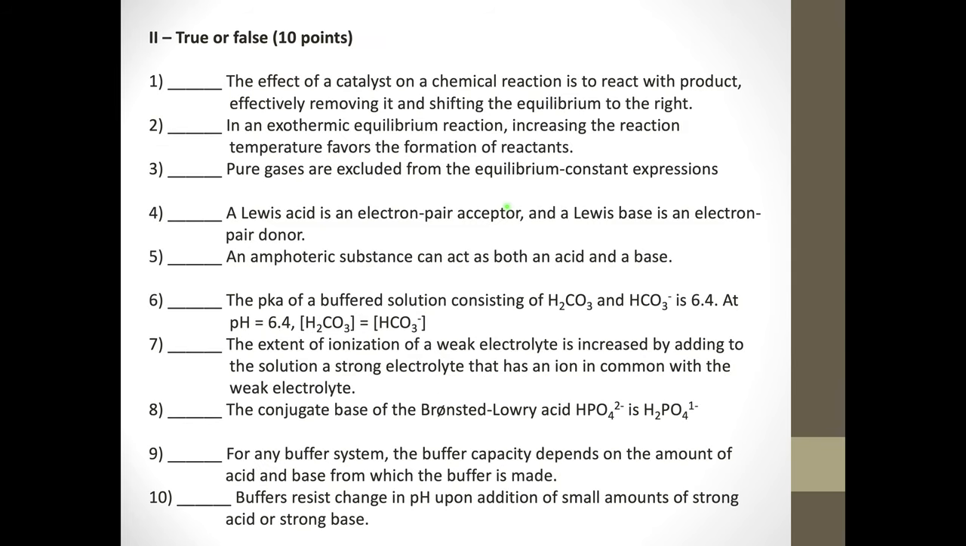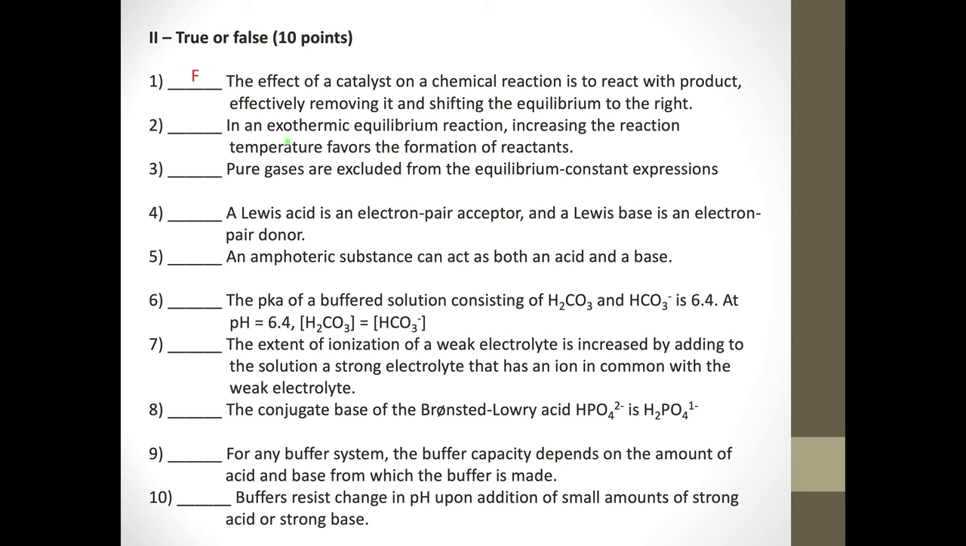The first one says the effect of a catalyst on a chemical reaction is to react with a product, effectively removing it and shifting the equilibrium to the right. The catalyst doesn't react with the product. What the catalyst does is basically decrease the activation energy of the reaction, making the reaction faster. So that's why the first one is false.